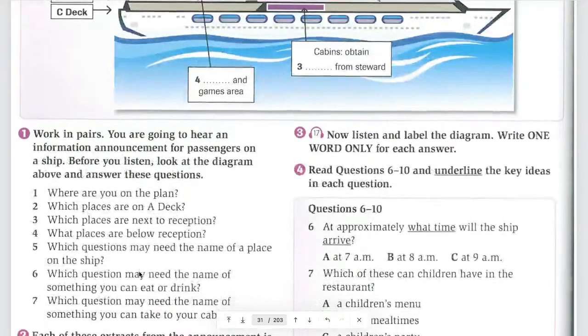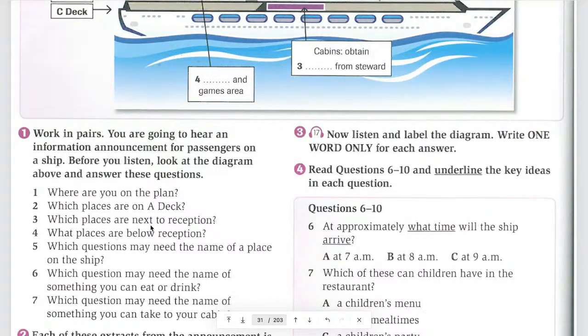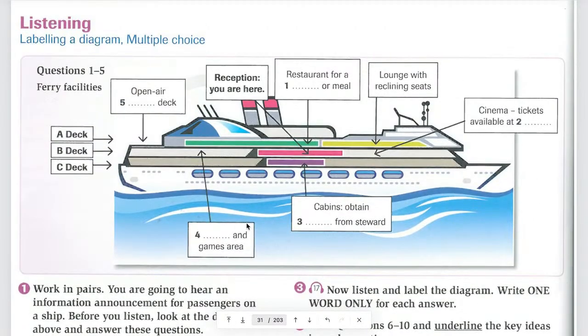Now, number 3, they ask which places are next to reception. Reception is the pink area, right? So which places are next to that? What do we have? Games area, right? You see games area and cinema, right? Games area, cinema. Okay.